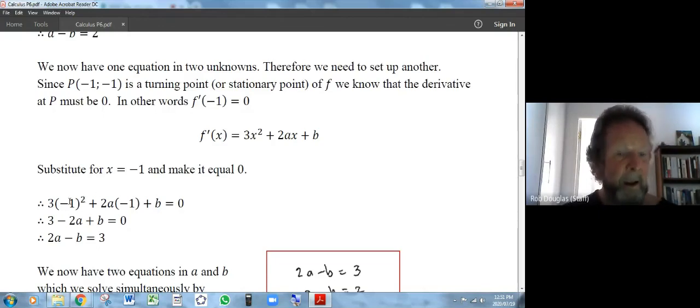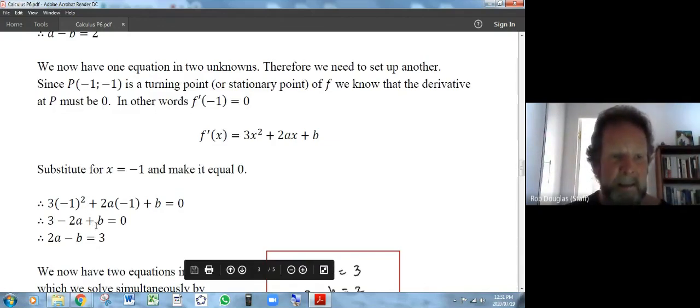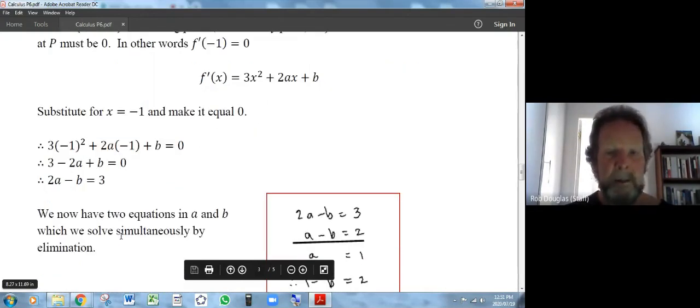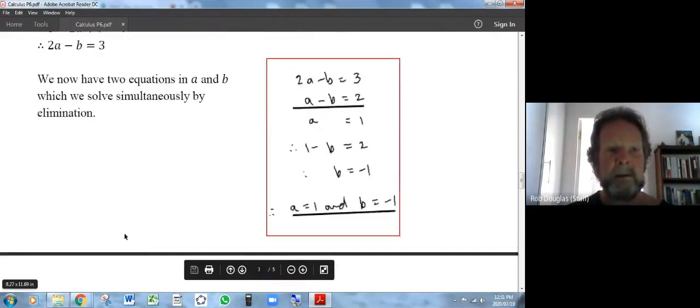And then we just work it out. That's going to be 3. That's going to be minus 2a. That's b. If we move the 2a and the b over there, we'll get 2a minus b equals 3. And that's your second equation. Now, you go through this carefully yourself, but that's all it is.